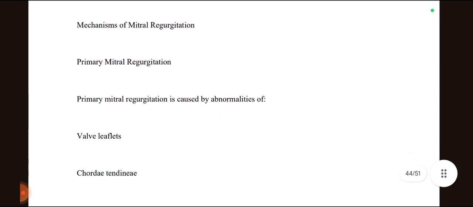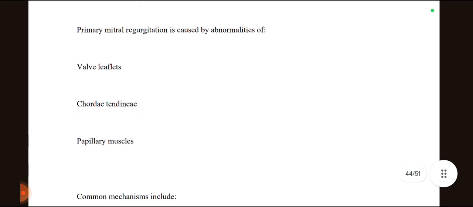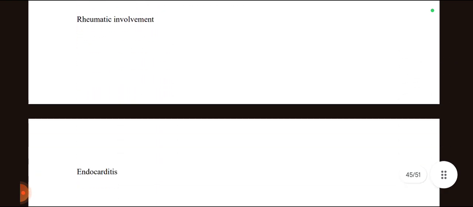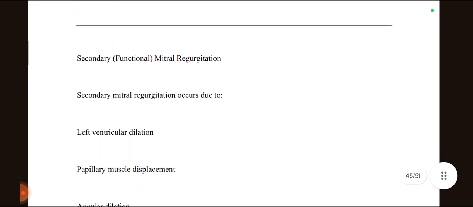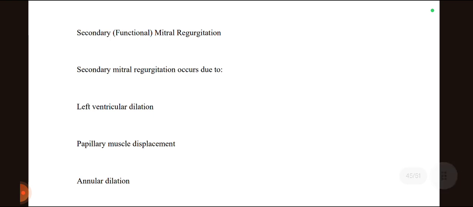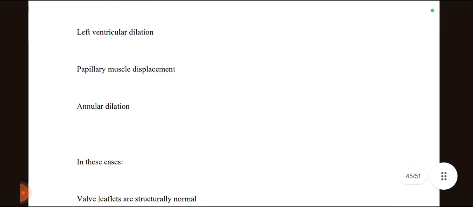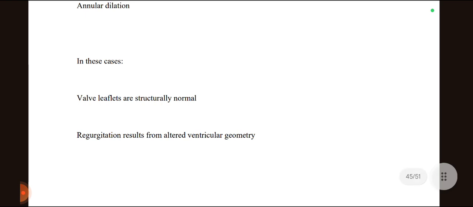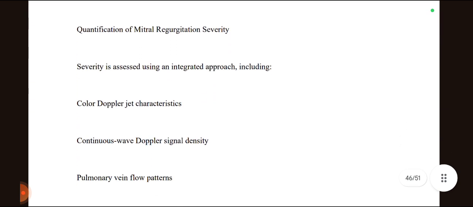तो mechanism क्या है? Primary mitral regurgitation हो सकता है caused by abnormalities of valve leaflets, chordae tendineae और papillary muscles. Common mechanisms include degenerative disease, and rheumatic involvement or endocarditis can be there. In case of secondary or functional mitral regurgitation, this occurs due to left ventricular dilatation. So there will be papillary muscle ka displacement and annular dilatation. In these cases, valve leaflets are structurally normal, but क्योंकि geometry बिगड़ चुकी है, regurgitation results from altered ventricular geometry.